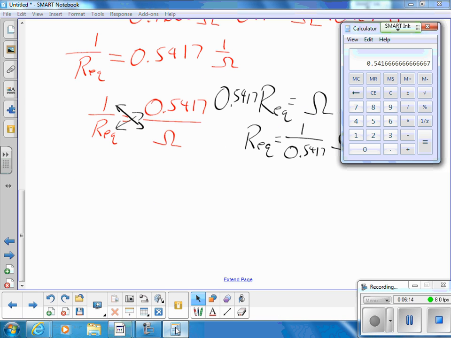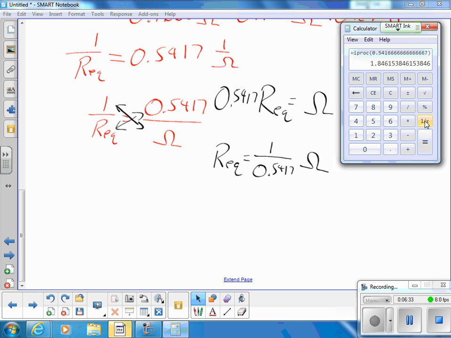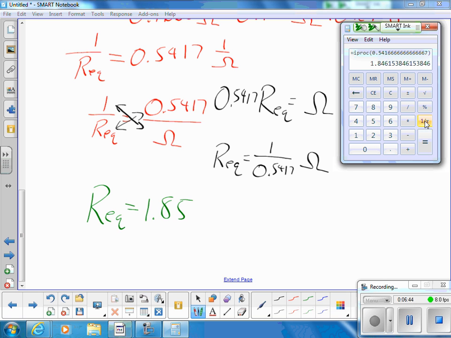So on my calculator now, I actually have this 0.54166666, etc. on my display. To get REQ, I need to do 1 over that number. So I've got it on my display. I'm just going to hit the 1 over X button. Boom. There's my answer. The actual final resistance, I get REQ is equal to 1.85, I'm going to round it off to 1.85 ohms. Okie doke.